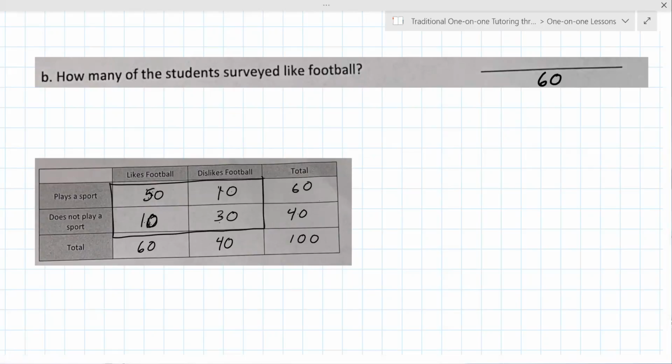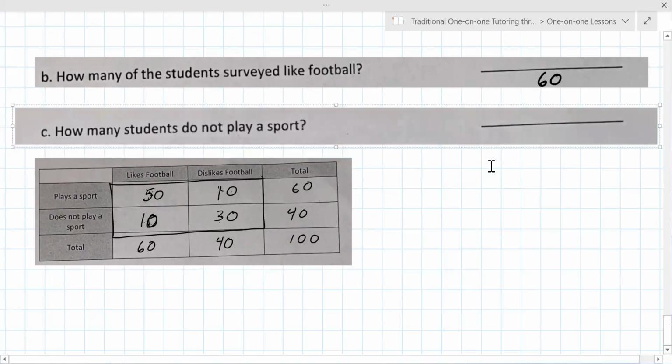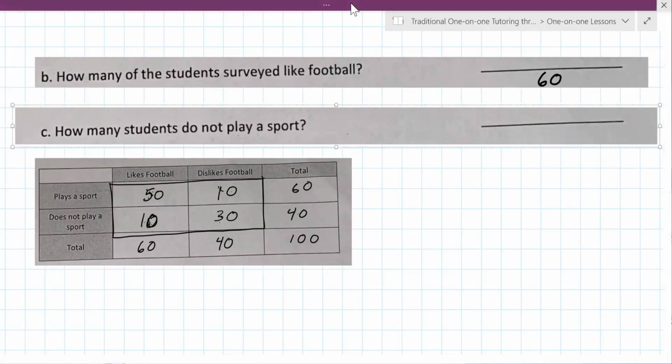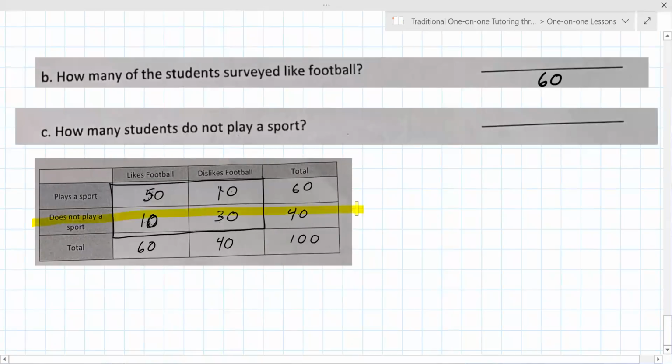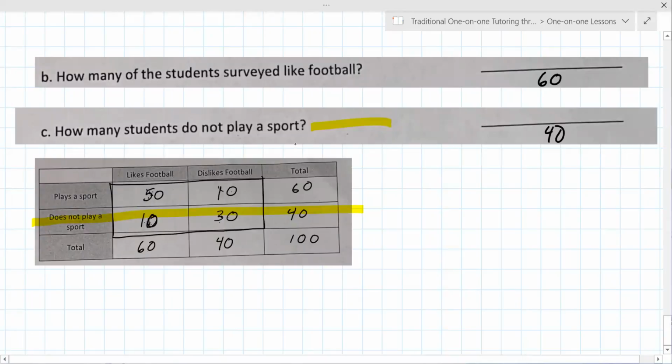How many students do not play a sport? So usually these are either referring to a row or a column. So in this case, it's referring to a row. Rows are horizontal. So it's referring to do not play a sport. It's referring to this right here. The do not play a sport. So I'm looking at the 10 plus 30. The 40 is the total. Oh, okay. That's another point, I guess, is like sometimes they give you a total, sometimes they just give you the data. So sometimes you have to actually go in and make the total. Oh, yeah, that's true.